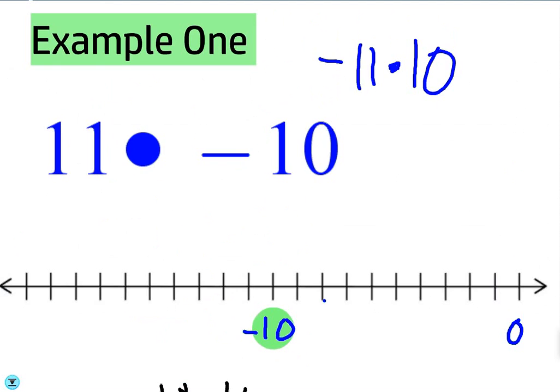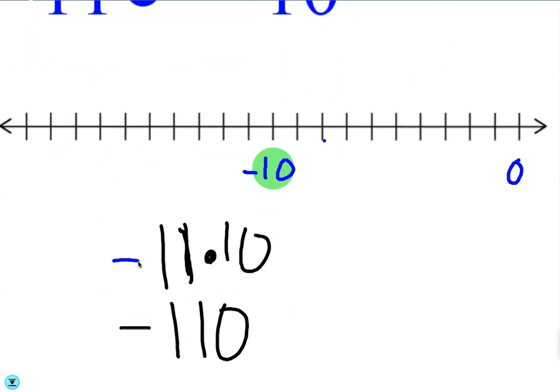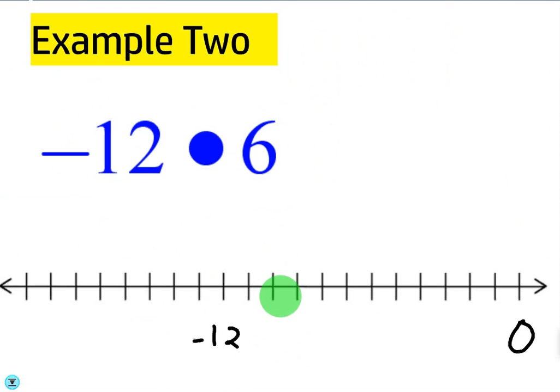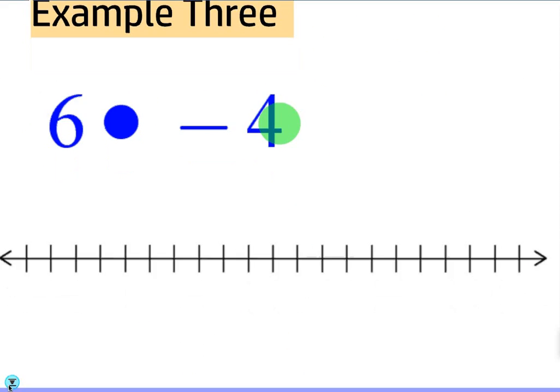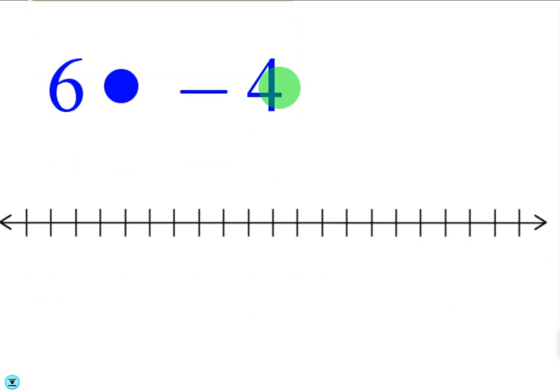I was thinking before, I should have put the negative in the previous example just to denote what we're doing there. Negative 11 times 10 is negative 110. Okay, so negative 12 times 6 is negative 72. Just one more. I think you guys are getting the point. 6 times negative 4. Pretty simple again. We can reverse that and we can write it as negative 4 times 6. It doesn't really matter. You get the same answer either way.